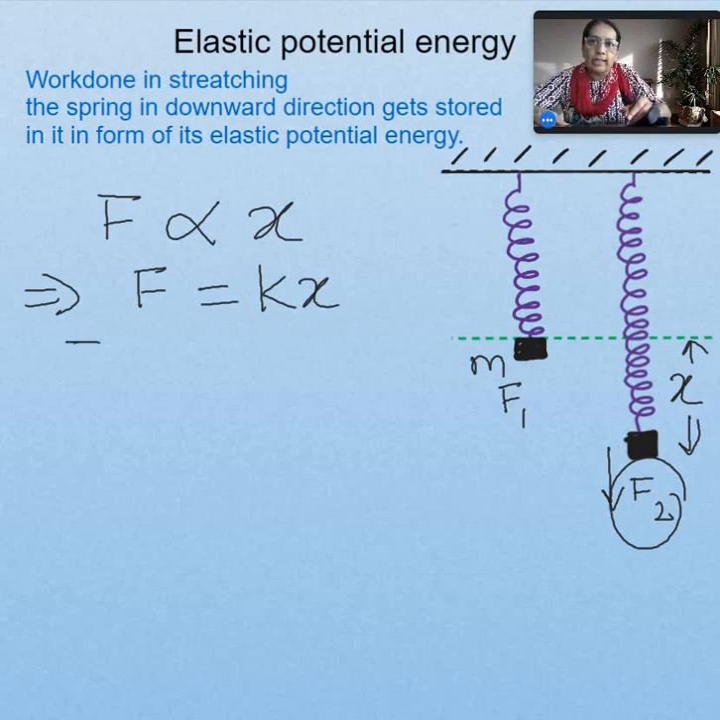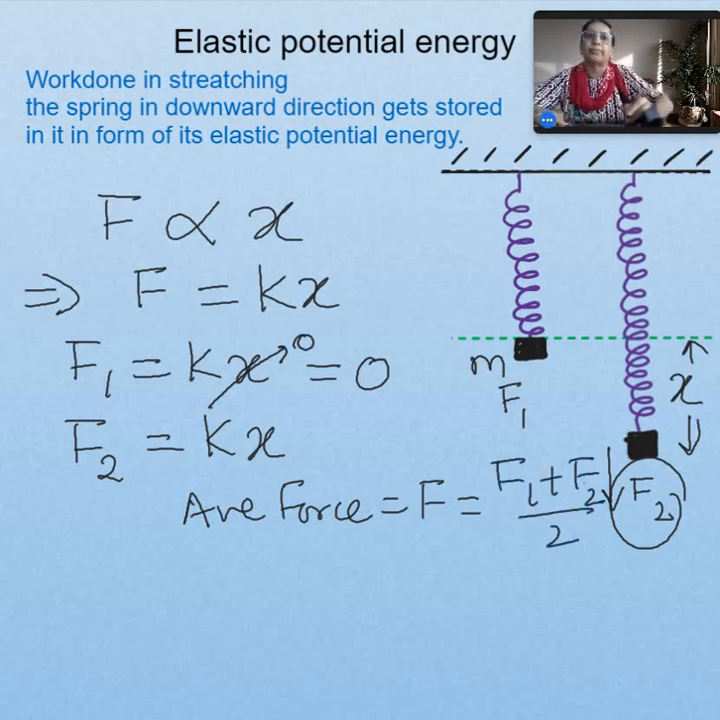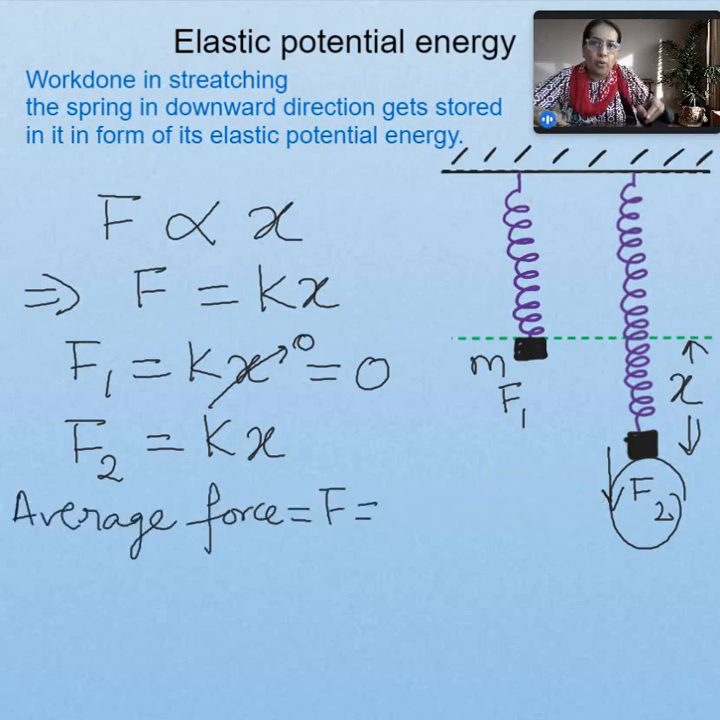Now in the first case, force is kx. Since no extension is seen due to no force applied, in the first case force is 0. In the second case, since force is applied, some amount of extension, that is x amount of extension, is seen. Here the average force, that is F, is F1 plus F2 by 2. So average force is, F1 is 0, F2 is kx, overall by 2. So it is kx by 2.